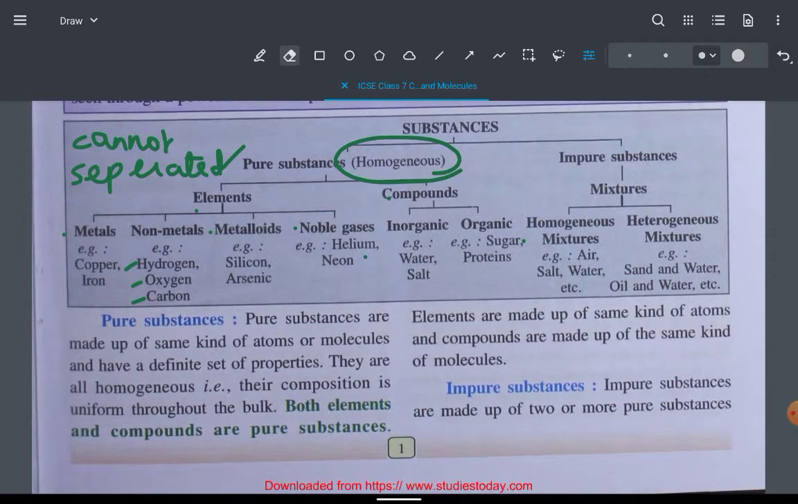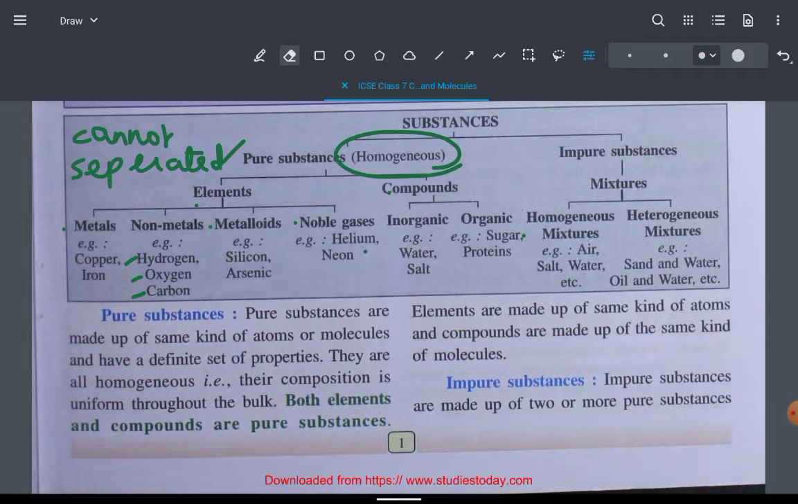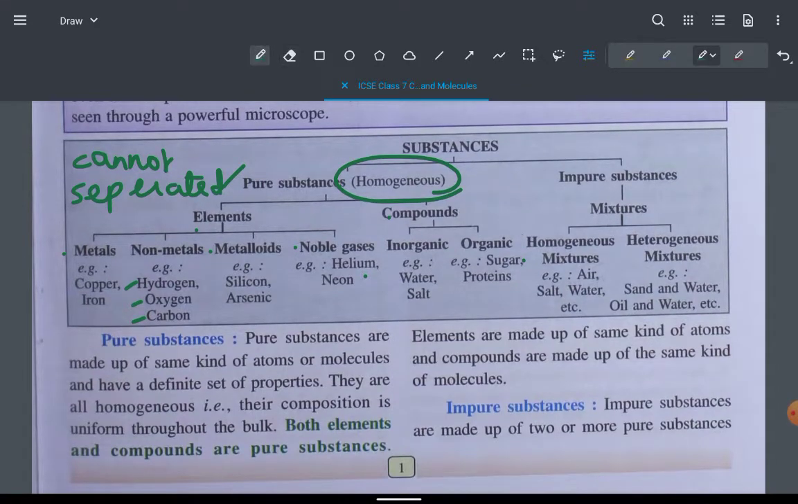Now let us go on to the next part, pure substances and impure substances. Pure substances are those which are made up of the same kind of atoms and molecules, right? If it is a metal, then it only has metal. If we are talking of copper, then it will only have copper. If we are talking about arsenic, it will only have arsenic, one kind. So metals, non-metals, metalloids, noble gases are all pure substances, and compounds are also pure. So elements and compounds are pure substances.